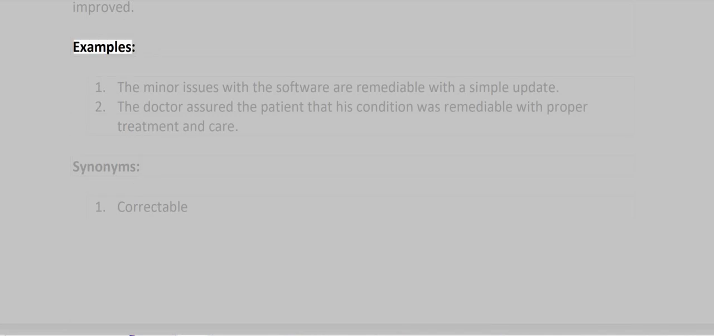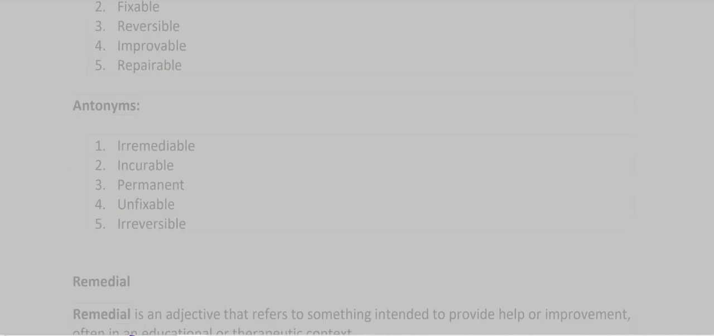Examples: 1. The minor issues with the software are remediable with a simple update. 2. The doctor assured the patient that his condition was remediable with proper treatment and care. Synonyms: 1. Correctable. 2. Fixable. 3. Reversible. 4. Improvable. 5. Repairable.